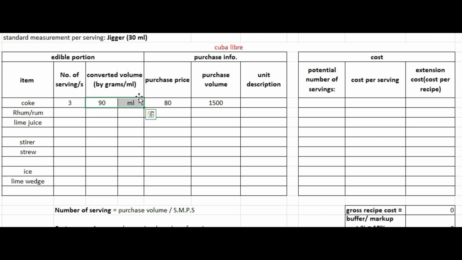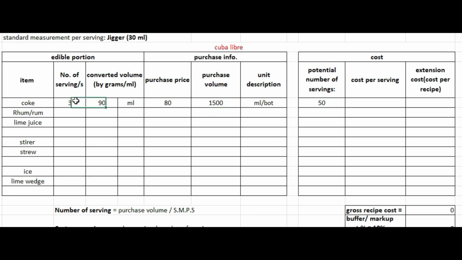For example, for this Coke, for this recipe I need 3 jigger of cola, which means I need 90 ml of Coke. And then we have the purchase price. In our purchase price, it is very important to use the highest possible price, so that even if the price drops or rises, there's no need for us to change our costing or the price of our product. In this case, we are using 1,500 ml of Coke with the highest possible price of 80 pesos.